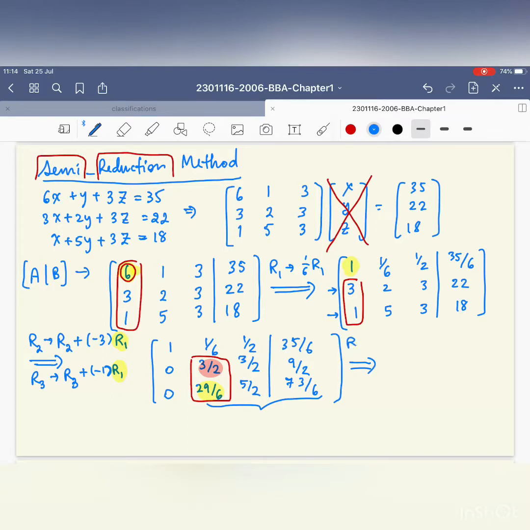So your R2 becomes 2 over 3 R2. Okay, so let me squeeze it here. So here 1, 1/6, 1/2, 35 over 6. Here 0, 1, 1, and if you multiply by 2 over 3, the 2 cancels, so you have a 3 out of it. And then 0, 29 over 6, 5 over 2, 73 over 6. Just keep it like that.